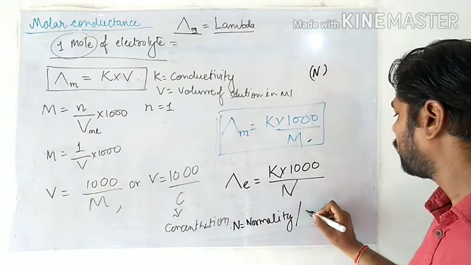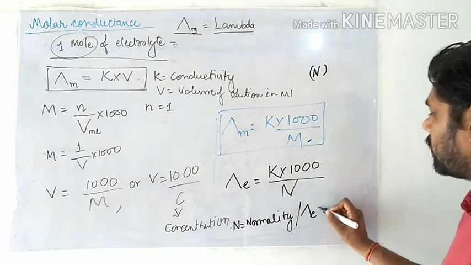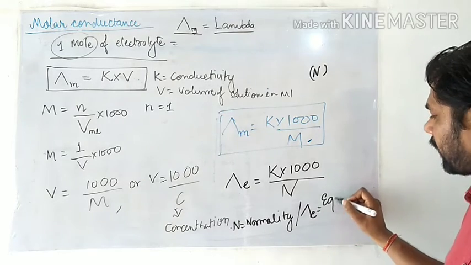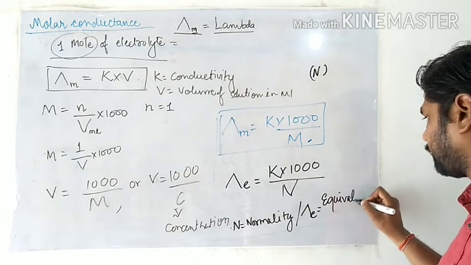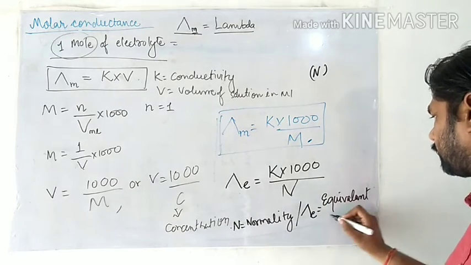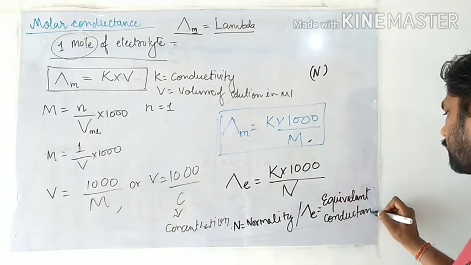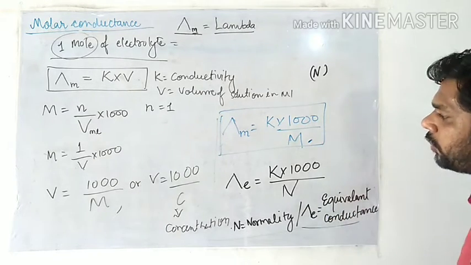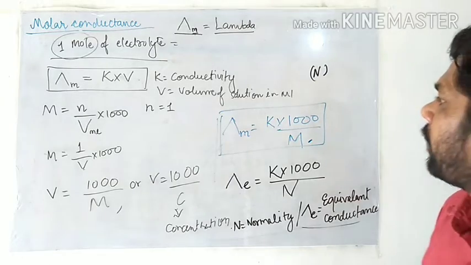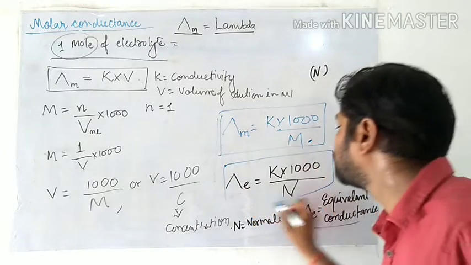Lambda E is called equivalent conductance. So we have got two formulas here: first lambda m and second lambda E.